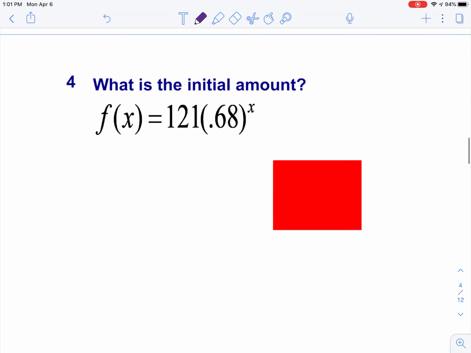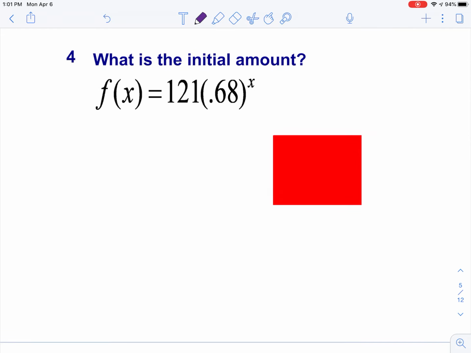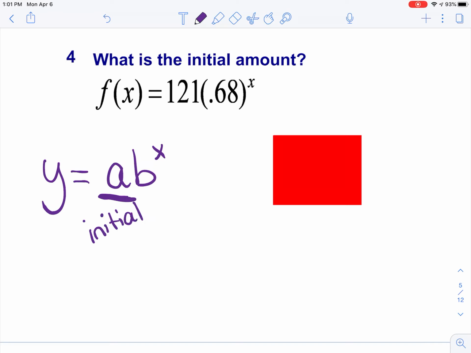Number 4. The initial amount, we all know on y equals ab to the x. My a value is the initial amount. So your answer should be 121 as the initial amount.